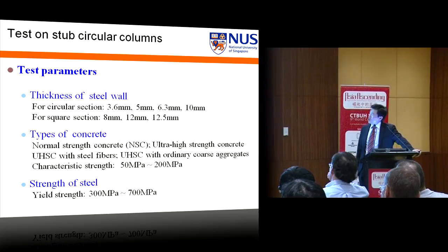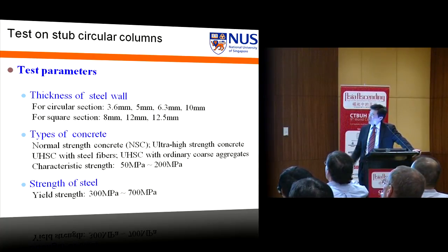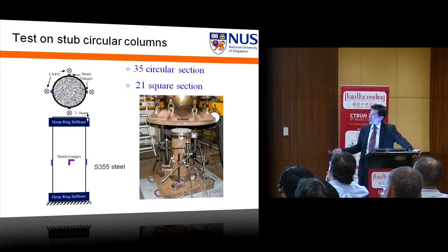So we carry out some small scale tests on the short column first, ranging over different column sizes and from circular sections to square hollow sections. Type of concrete, we compare the normal strength concrete together with the ultra high strength concrete. So this is a test we perform.